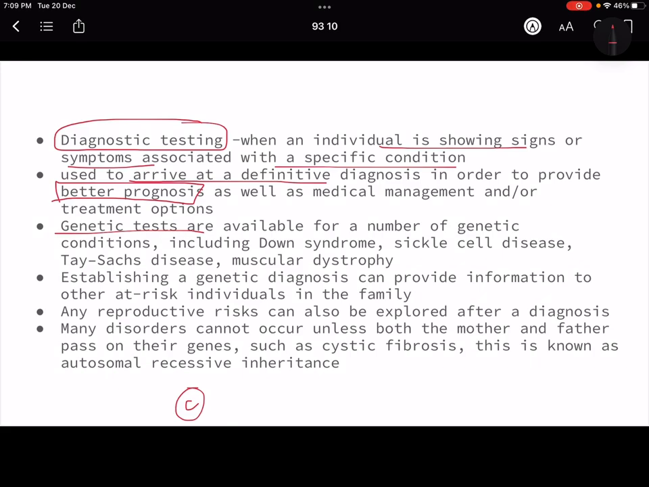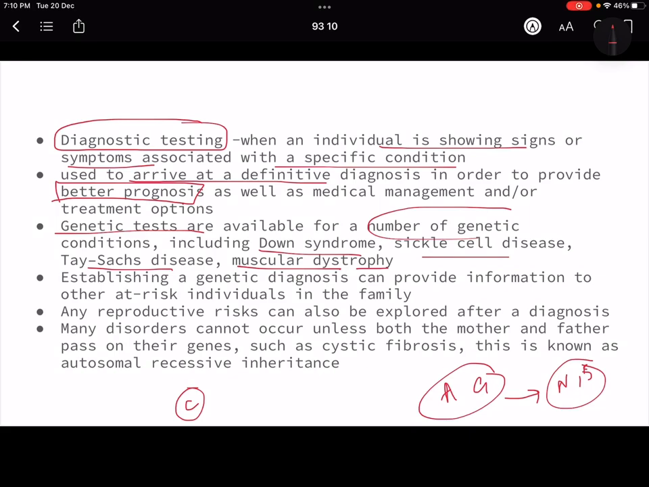So genetic tests are available for a number of genetic conditions, which includes Down syndrome, sickle cell anemia, Tay-Sachs disease, muscular dystrophy. We have studied so many autosomal disorders, genetic disorders, including numerical ones and structural ones, for which we saw the karyotypes also. So all those diseases mostly you can do the genetic screening for. And establishing a genetic diagnosis can provide information to others at risk in your family. We have talked about this. Any reproductive risk can also be explored.